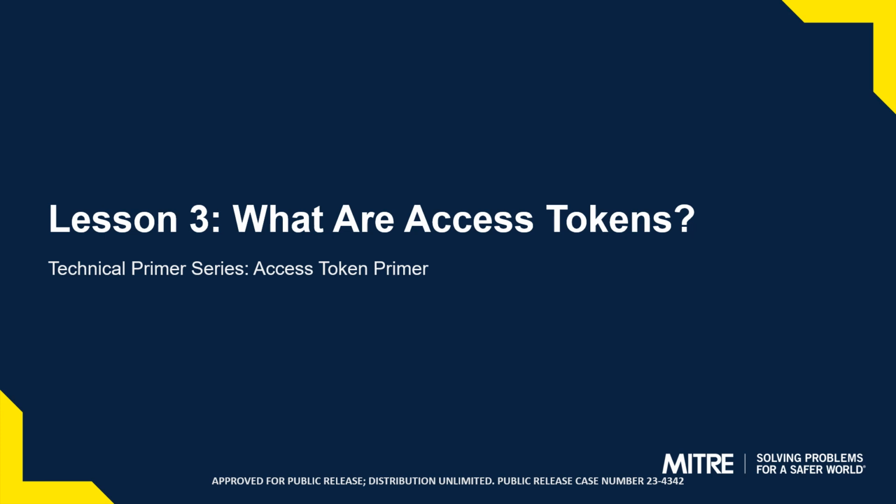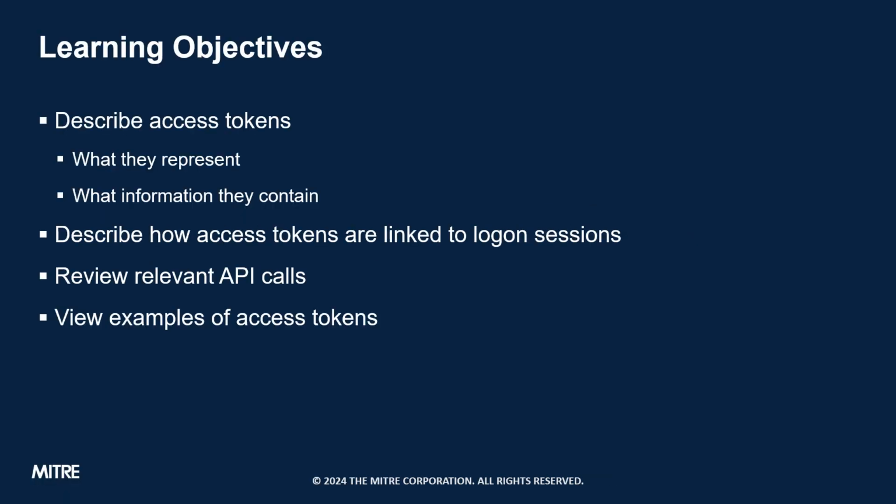Welcome to Lesson 3, where we will take our first in-depth glance at access tokens. We will discuss what they are, what information they provide, and how they pertain to Logon sessions. The objectives of this lesson are to introduce and describe access tokens, the information that they contain, and relevant API calls for managing them. We will also build on the previous lesson on Logon sessions by seeing how access tokens are linked to them. Throughout the lesson, we will also look at examples of access tokens using a third-party tool.